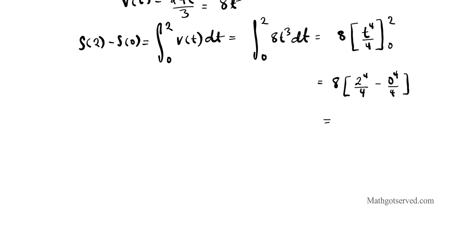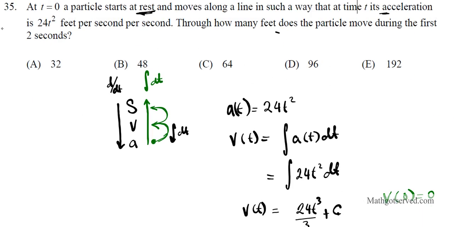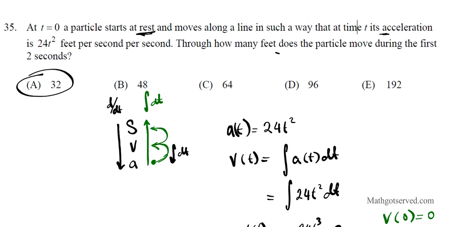And then this becomes 8 times 2 to the fourth, 16, over 4. And then we reduce it. 4 goes into 16 4 times. 4 times 8 is 32. So that's the distance that was covered by that acceleration. Okay, so the distance is 32, sorry. 32 feet is the distance that was covered from 0 to 2 seconds. Okay? So there you have it.